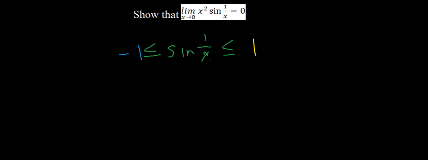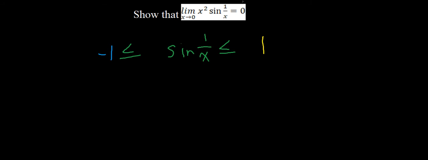Now, let me space this out a little bit better. The sine of 1 over x has to be constrained in between the values of -1 and 1. Sorry, wrong spot. This would be 1, and then back here, this would be -1.